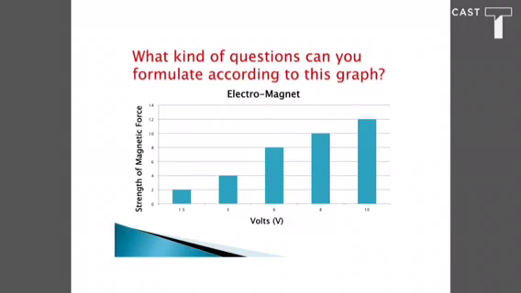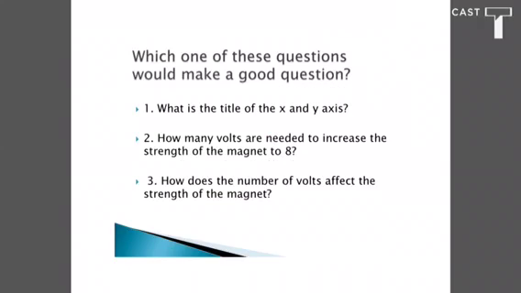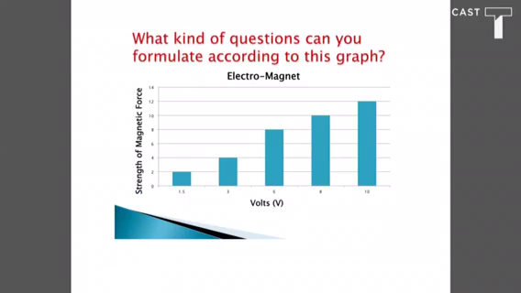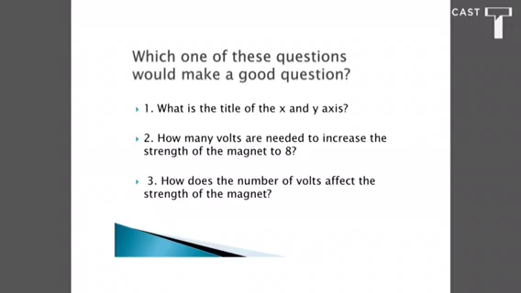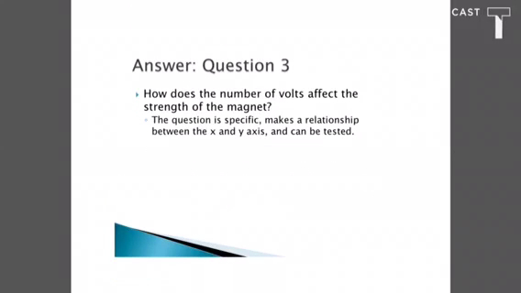So again, here's the data. Here are the questions. And the best one is number 3. How does the number of volts affect the strength of the magnet, right? The question is specific to the data, makes a relationship between the x and y axis, and can be tested.